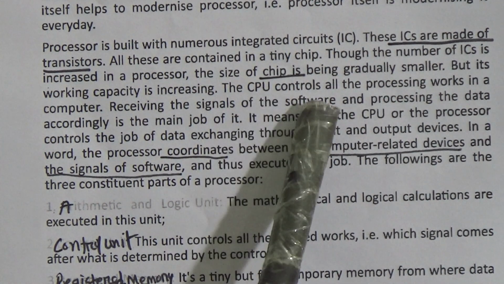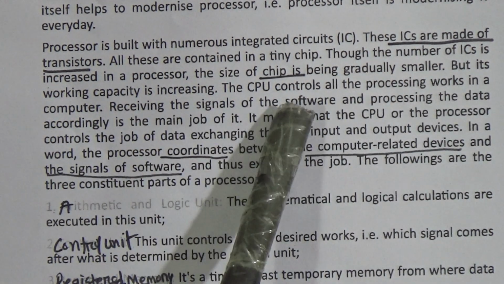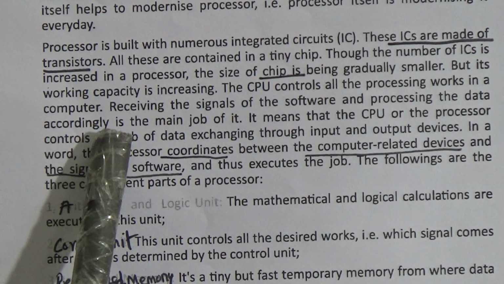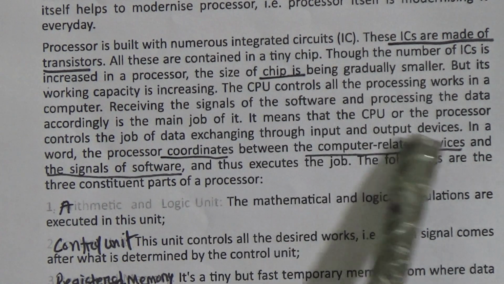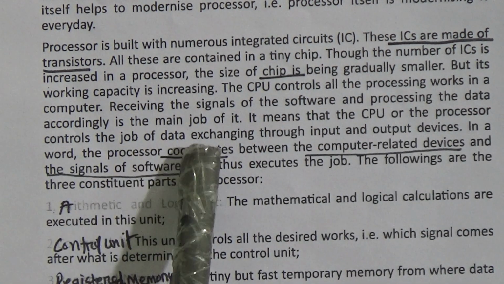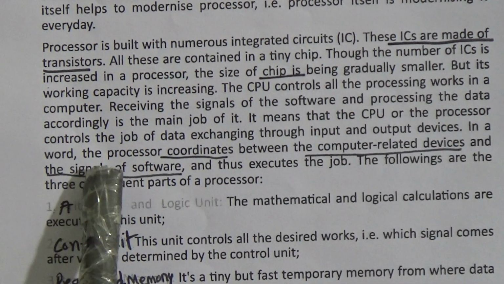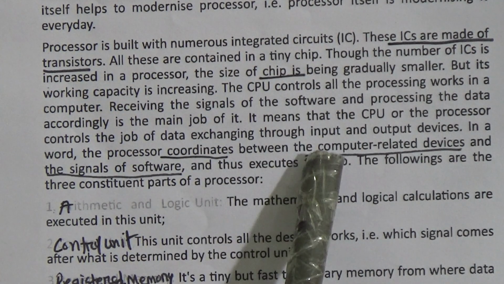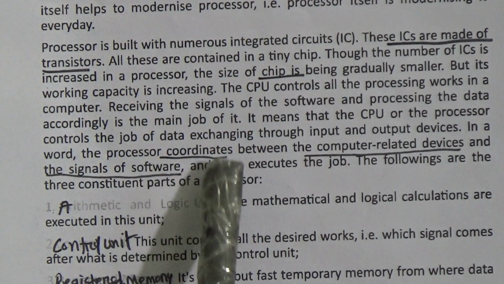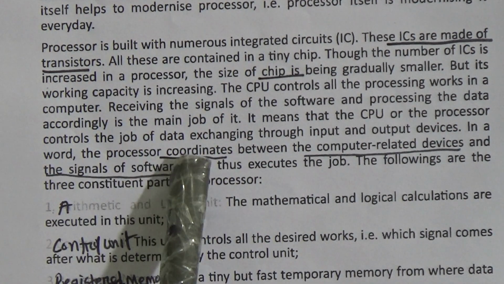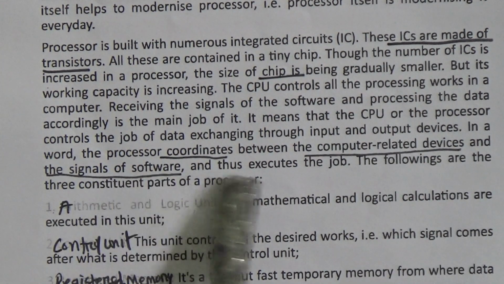The CPU controls all the processing works in a computer. Receiving the signals of the software and processing the data accordingly is its main job. It means that the CPU or the processor controls the job of data exchanging through input and output devices. In a word, the processor coordinates between the computer related devices and the signals of software and thus executes the job.